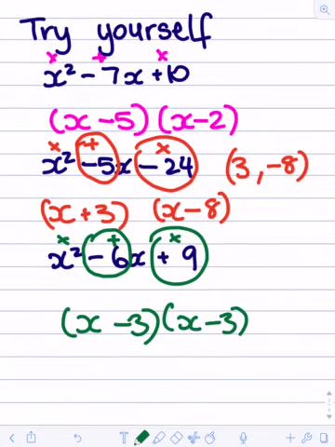Hopefully that helped you. If you have any further questions, please let me know. Watch the next video about trinomial quadratics when we have a number in front of the x squared. Right now, the coefficient, or number in front of x squared, is 1. What happens when you have a number in front of the first value?